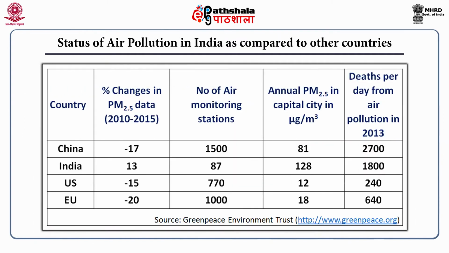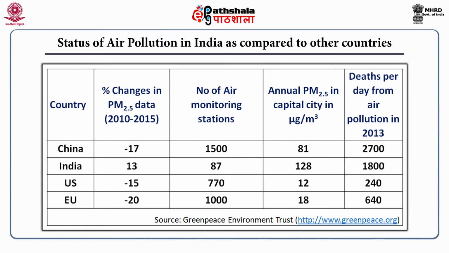This table shows the status of air pollution in India as compared to other countries. In this table you will find that in China the PM 2.5 level in the ambient air has decreased by 17% from 2010 to 2015, whereas in India PM 2.5 has increased by 13% in the ambient air. Similarly, in the United States it has decreased by 15%, and in European Union countries it has decreased by 20%.